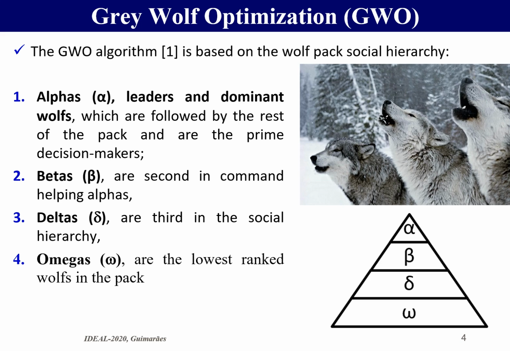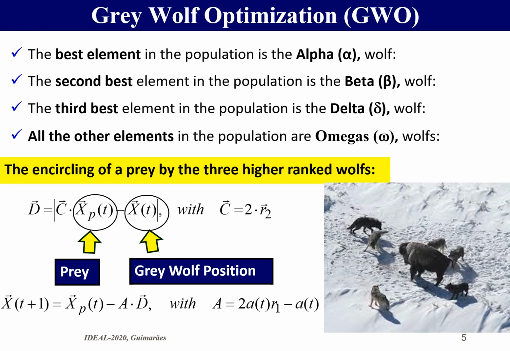How does the GWO work? Its inspiration is in the gray wolf pack. We have four main categories of wolves: the alphas, the betas, the deltas, and the omegas. This is like a pyramid for the hierarchy. The best element in the swarm is assigned as the alpha wolf. The second best is the beta, the third best is the delta, and all the others are omegas. The dynamics are represented here, and you can see more information in the paper.